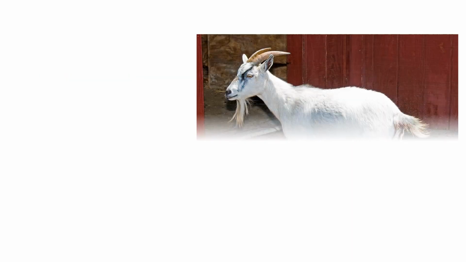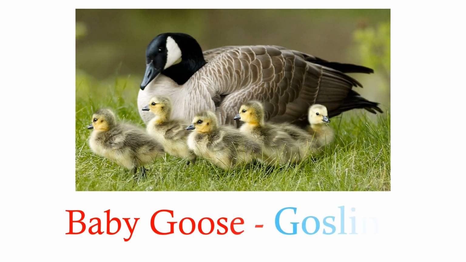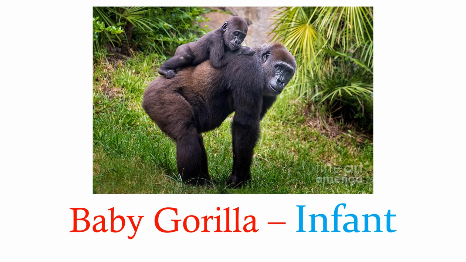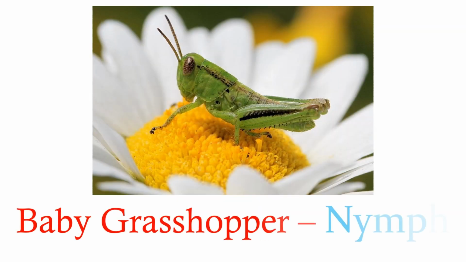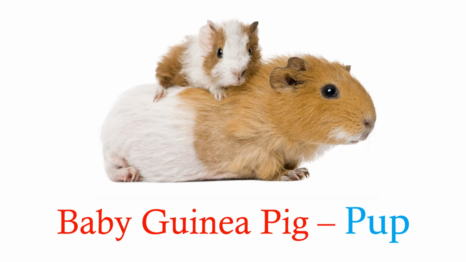Baby goat is kid. Baby goose is gosling. Baby gorilla is infant. Baby grasshopper is nymph. Baby guinea pig is pup.